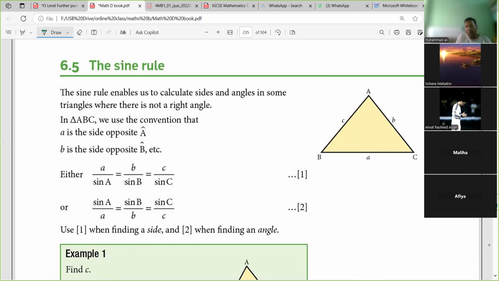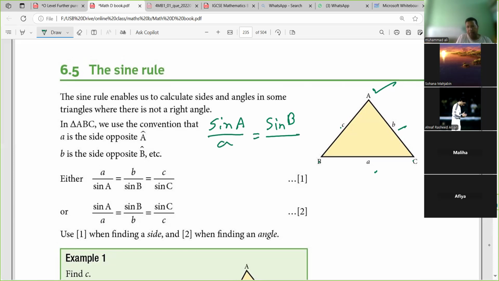Angle A is opposite side A, angle B is opposite side B, angle C is opposite side C. So we have to write the formula: sine A divided by side A equals sine B divided by side B equals sine C divided by side C.